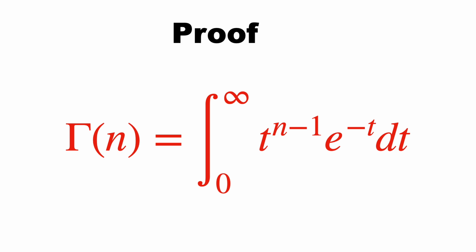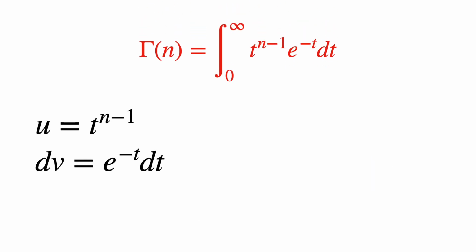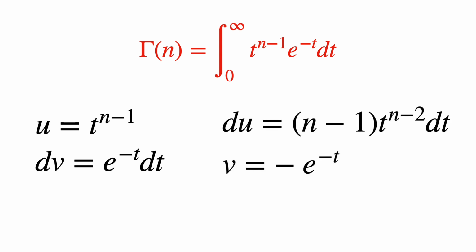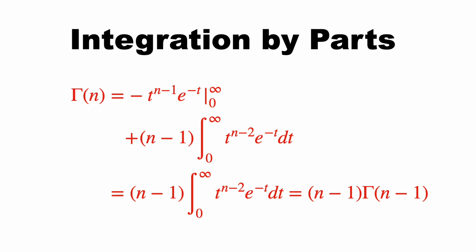using integration by parts with u equals t to the power of n minus 1, dv equals e to the power of negative t, dt, we get du equals n minus 1 times t to the power of n minus 2, dt, v equals negative e to the power of negative t. Applying integration by parts, Gamma of n equals negative t to the power of n minus 1 times e to the power of negative t, evaluated from 0 to infinity, plus n minus 1 times the integral from 0 to infinity of t to the power of n minus 2 times e to the power of negative t, dt.